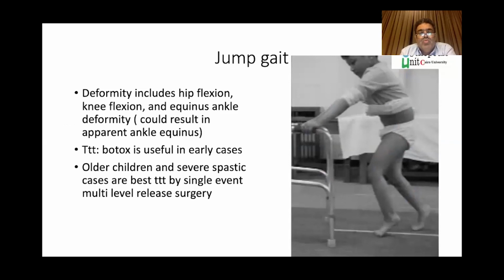Early, it could be managed with botulinum toxin, but in older children, they need the single event multi-level release. Commonly, we do tendo Achilles, hamstring, and abductor release, plus minus iliopsoas release if there is hip subluxation.